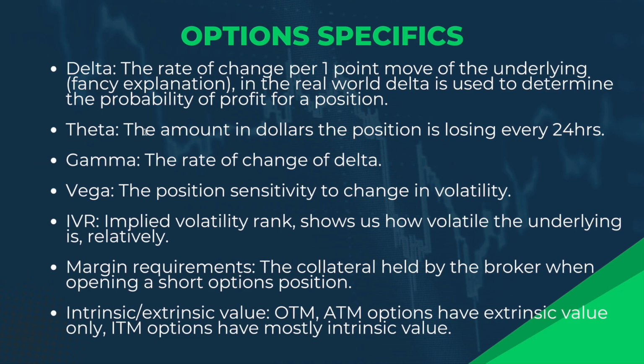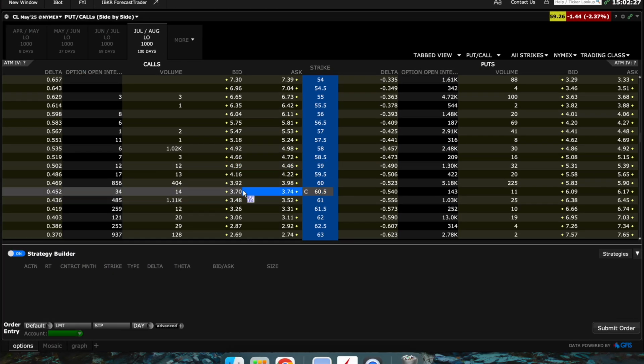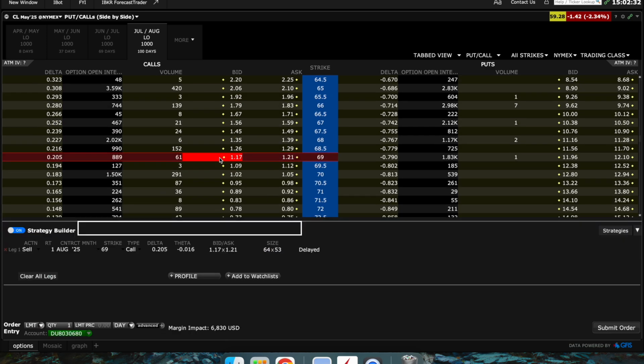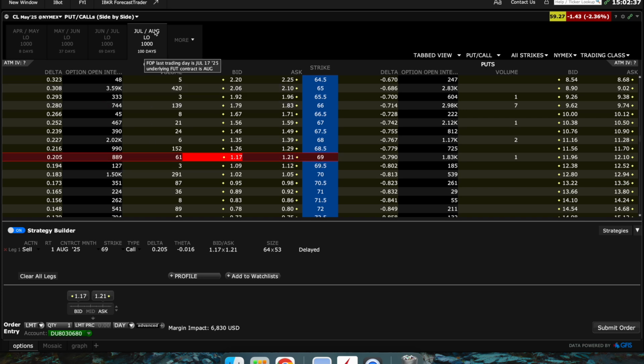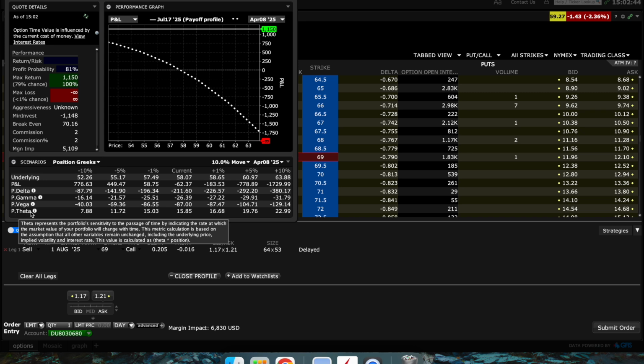Now let's talk about the theta. Theta is the amount in dollars the position is losing every 24 hours. Let's see where we can see it on the broker. Let's go and sell the 69 call option with expiration of 100 days. Our future expiration here is the August month. If you go to the profile, we can see here the portfolio theta. Portfolio theta tells you in dollar amounts how much this position is going to lose every 24 hours, and it's going to lose $15.85.